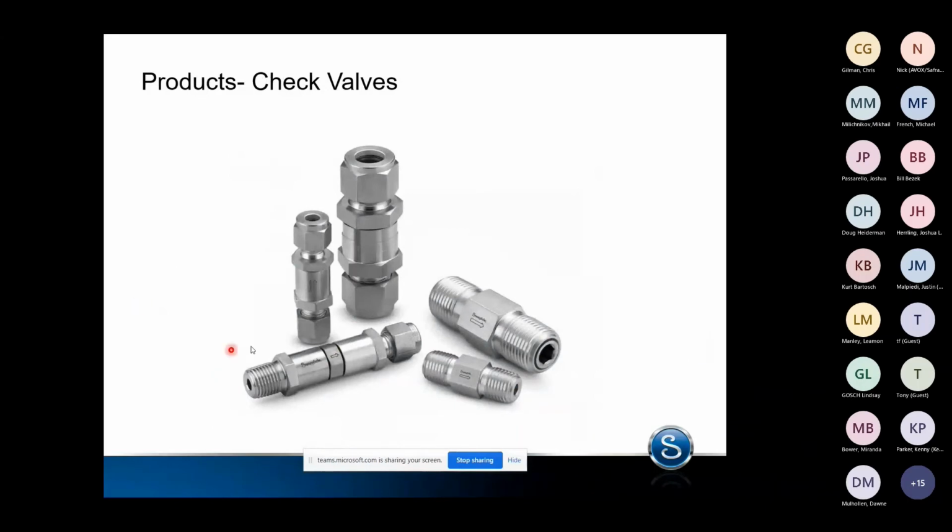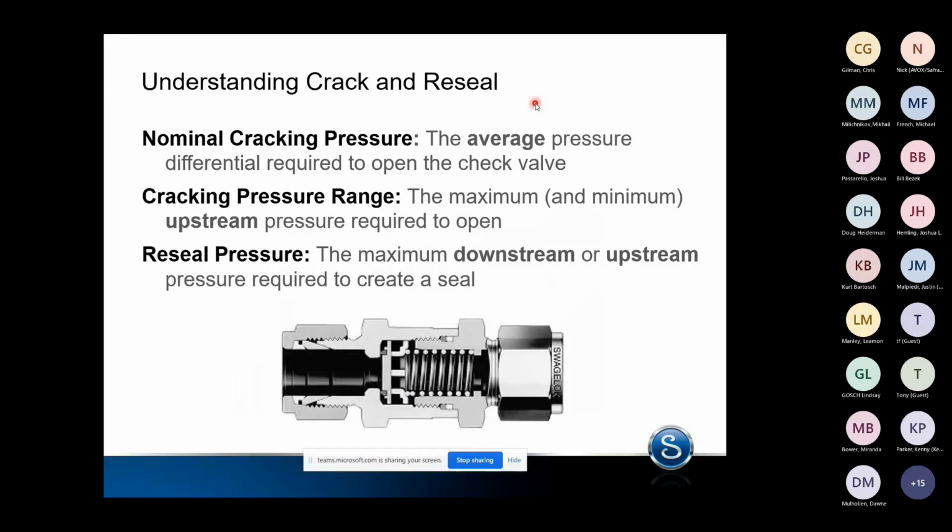All right. These last couple go pretty quick. So the next thing we're going to talk about are check valves, our directional control valves. Want to talk real quick on crack and reseal pressure.